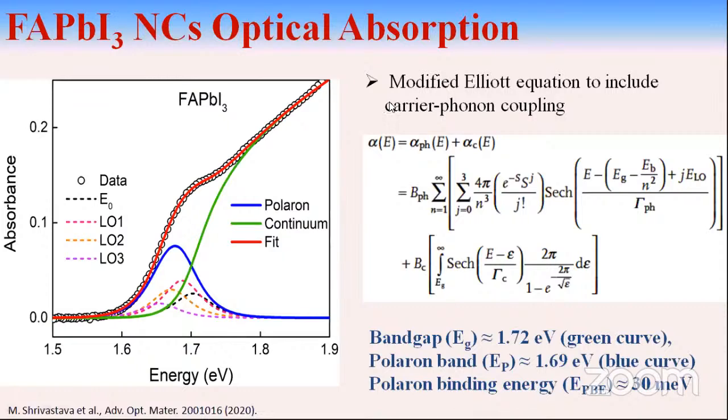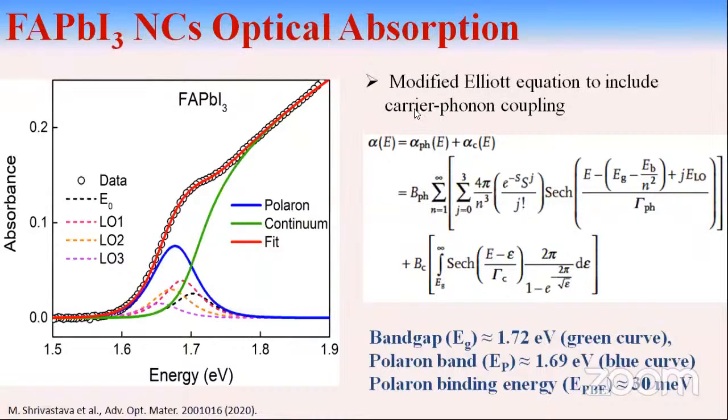Here we can see we have actually modified the Elliott equation and modeled the optical absorption, which incorporates the influence of the carrier-phonon coupling. In general, the Elliott equation does not include this coupling influence, and here we are including this. So this factor, e raised to minus S, S raised to j by j factorial, is basically the redistribution of the oscillator strength due to the strong carrier-phonon coupling. And this takes into account the strength of carrier-phonon coupling in the system.